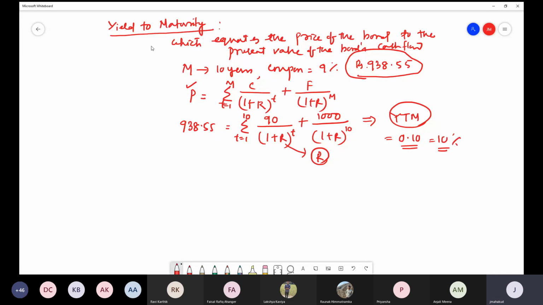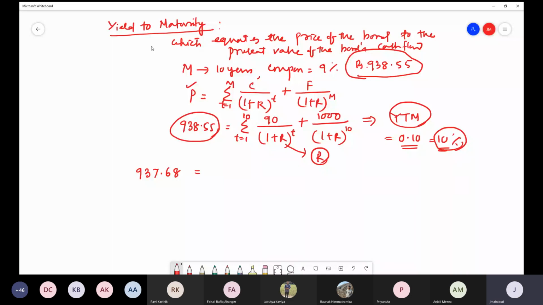So previously, using the 10% yield or 10% discount rate, we calculated this price. But in this case, we are calculating this yield from the price itself. Price is already given, and from the price we are calculating the yield. This yield may also change depending upon the frequency of the coupon payments. If you go back, when we calculated the value of the bond on the basis of semi-annual interest, we got 937.68.